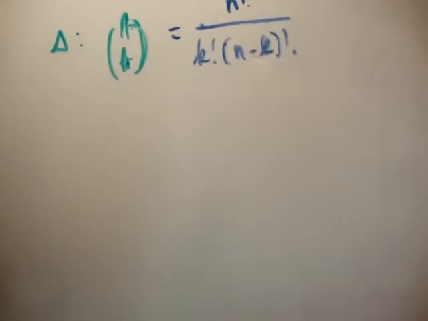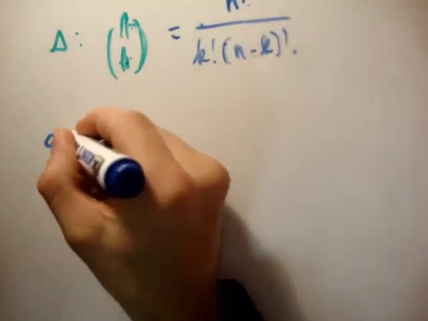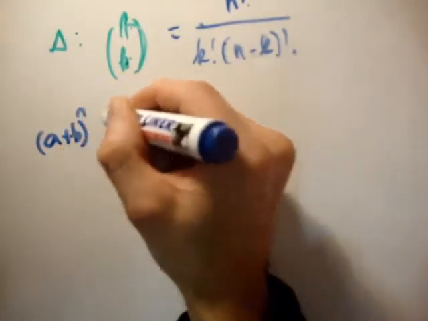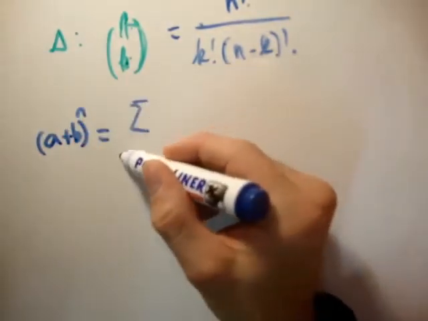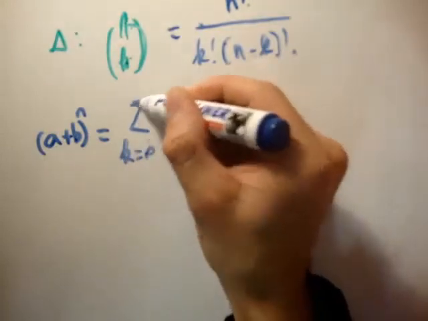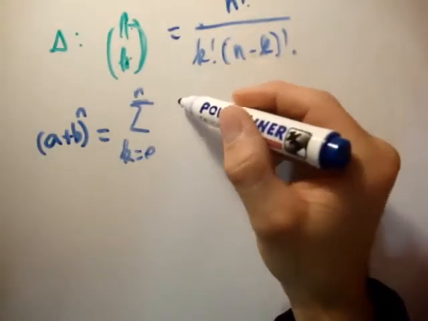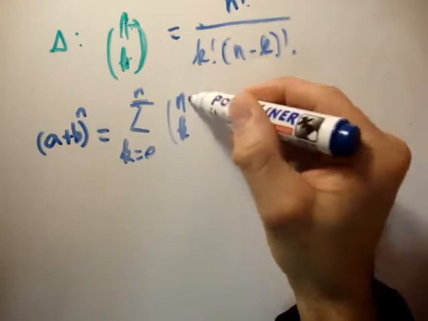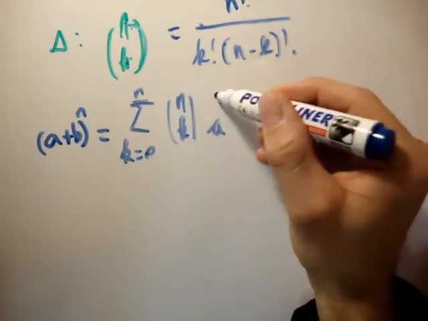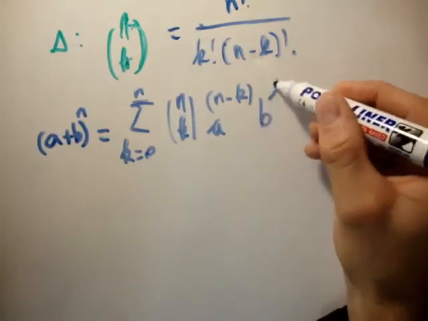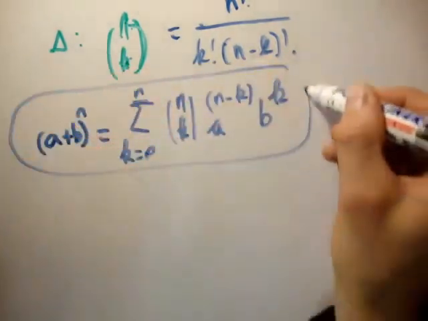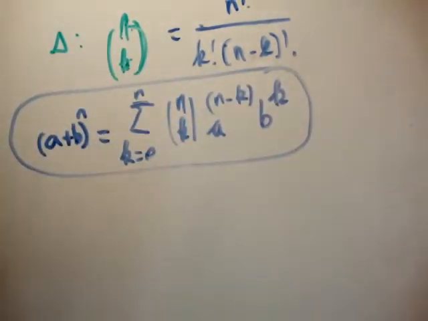And finally, putting it all together, we have a plus b to the n is equal to the sum from k equals 0 to n of n choose k, a to the n minus k, b to the k. And to be honest, looking at it even right now, it doesn't look any less daunting.